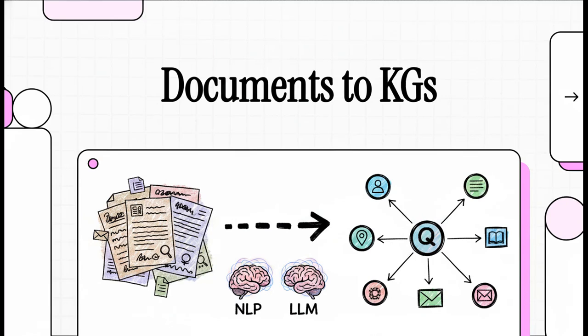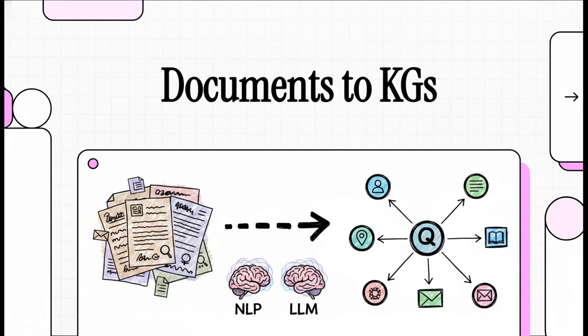Most of the world's most valuable knowledge is currently locked away inside unstructured text. We're talking PDFs, endless email chains, dense scientific papers, news articles. It's essentially a massive digital junk drawer. Well, today, we're going to learn exactly how to unlock all that trapped knowledge and pour it directly into a highly structured, queryable knowledge graph using natural language processing and large language models.